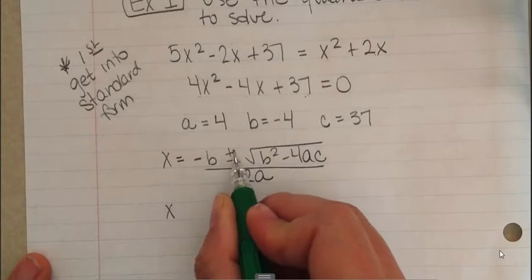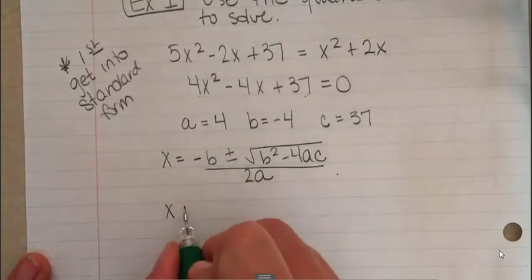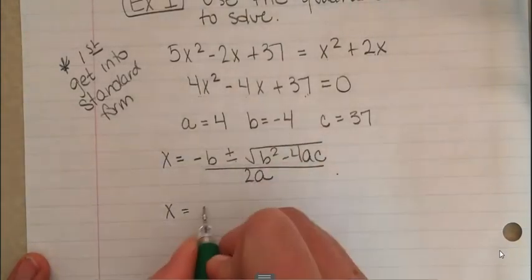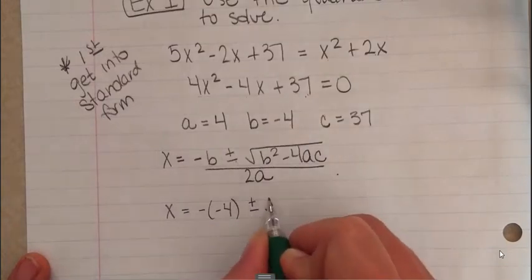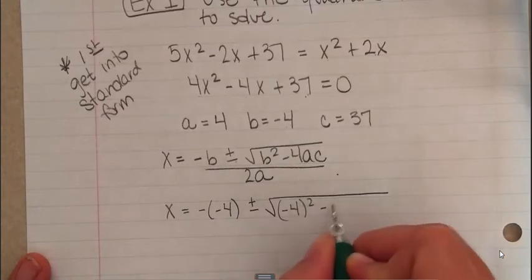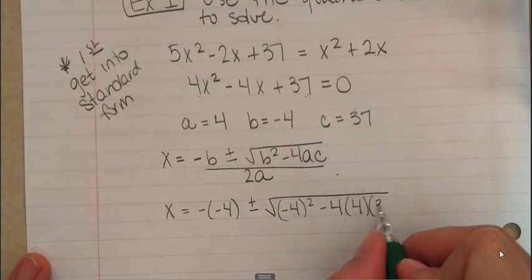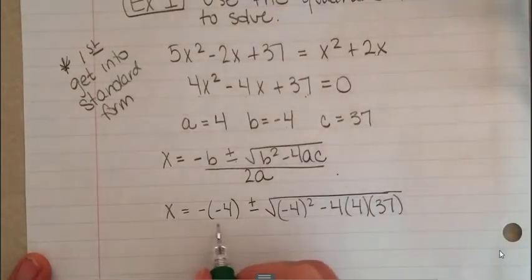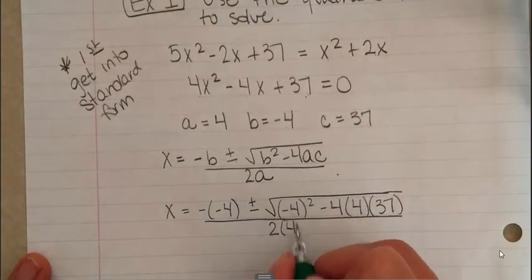Realize there's a plus and a minus, right? So there's going to end up being potentially 2 answers. We'll talk more about that in a second. So negative b, well that's a negative 4, plus or minus the square root of b squared, well that's negative 4 squared, minus 4 times c, which is 37, all over 2 times a, which is 4.